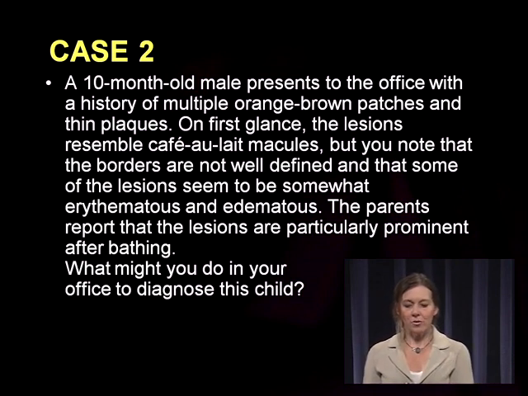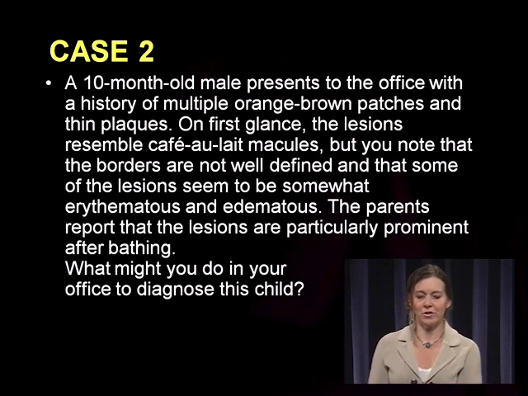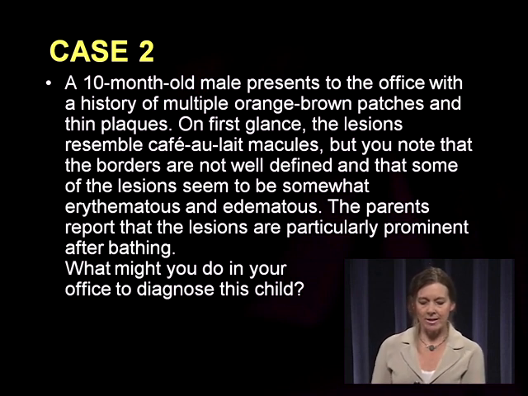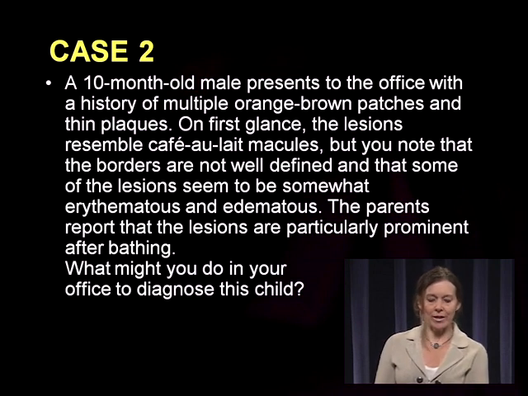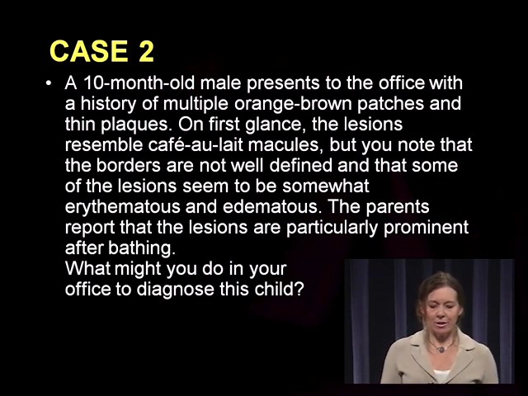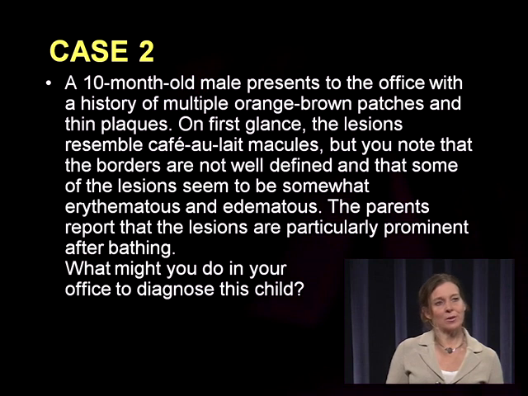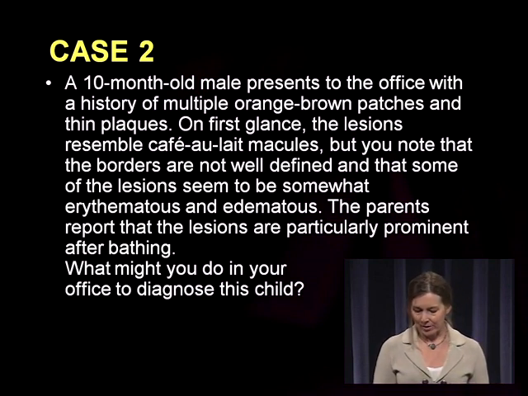This is a 10-month-old male who presents to the office with a history of multiple orange-brown patches and thin plaques. And on first glance, the lesions resemble cafe au lait macules, but you notice that the borders are not well-defined, hint, hint, and that some of the lesions seem to be somewhat erythematous and edematous. The parents report that the lesions are particularly prominent after bathing. What might you do in your office to diagnose this child?